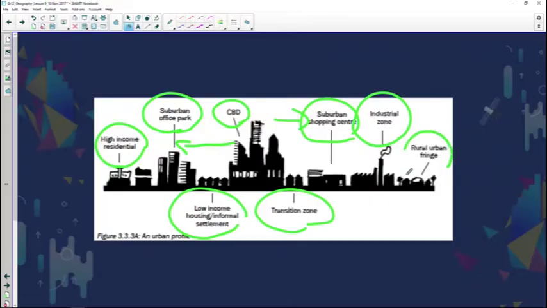Then we have a rural urban fringe. What do we usually find over there? Our airports. This is basically the end of the urban areas. As soon as you move any further, you're going into the rural areas.